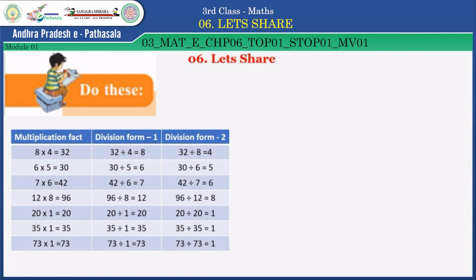And the second one is 6 5s are 30. For this multiplication fact, the first division form is 30 divided by 5 is equal to 6, and the second division form is 30 divided by 6 is equal to 5.